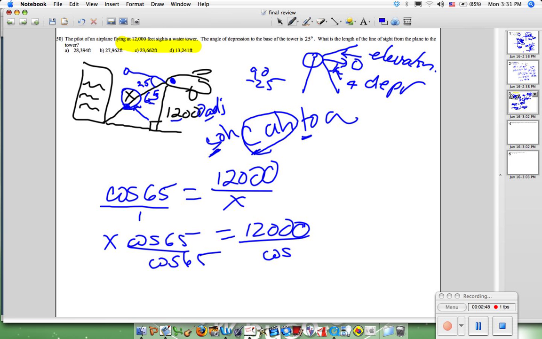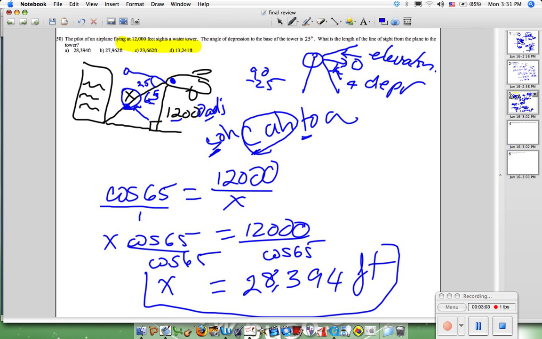What do you have on your calculator there? Make sure it's in degree mode. X equals, well, we have 28,394 feet. So that's what the calculator gives using degree mode. So it looks like, what's the choice we have up there on the answer? A. 28,394 feet. Good job.